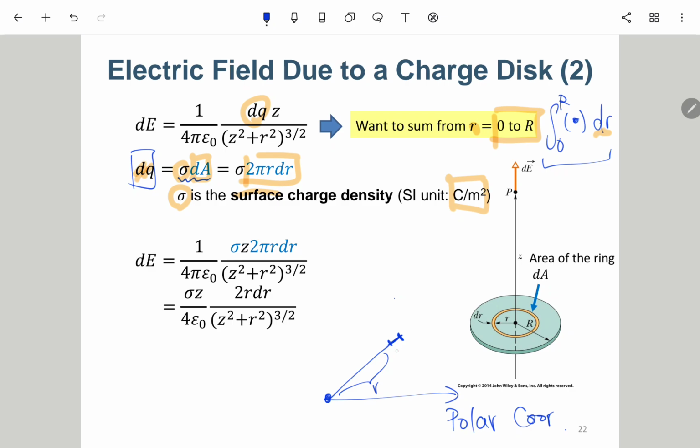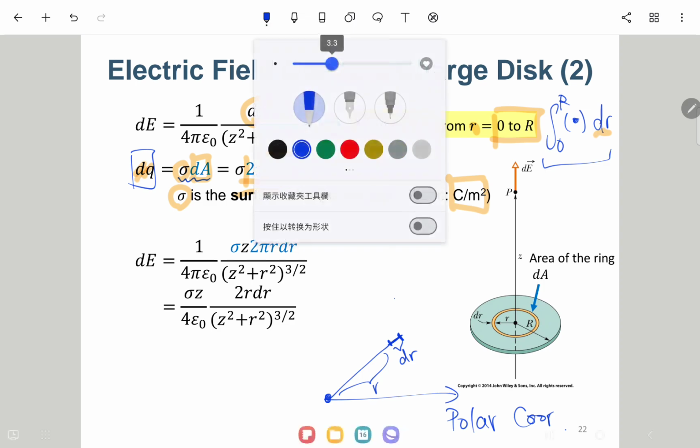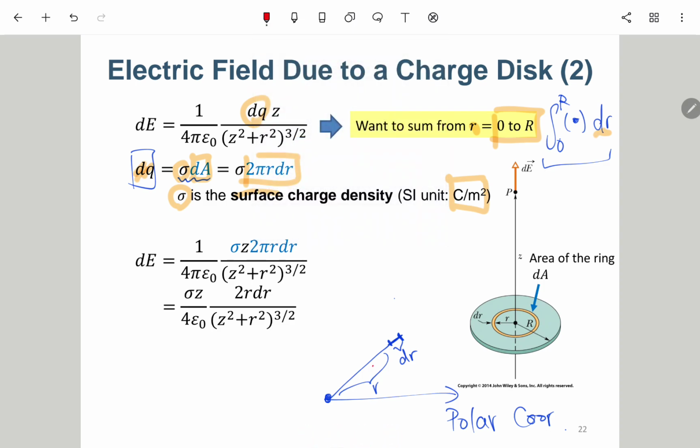This part will be the small r, and then this part will be the dr, the small change of the radial distance. Suppose this one will be theta, and in that case we can have a small angle change, d theta. So this area, how to calculate this area is a problem. Actually this area will be the dA we want to find.